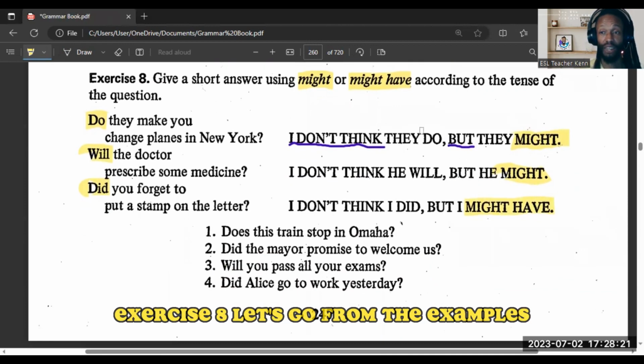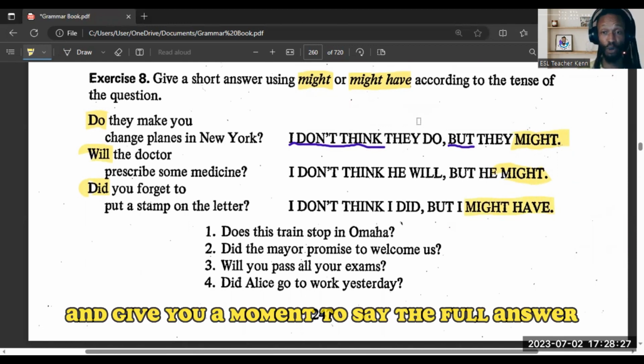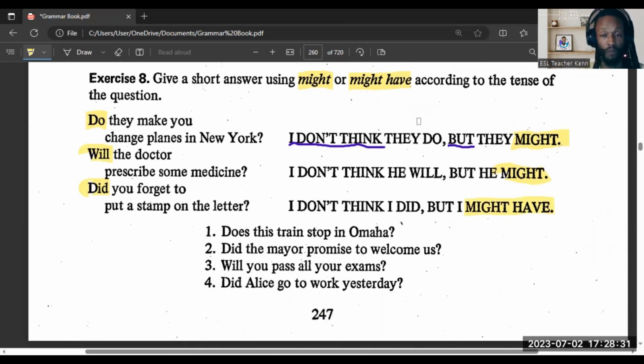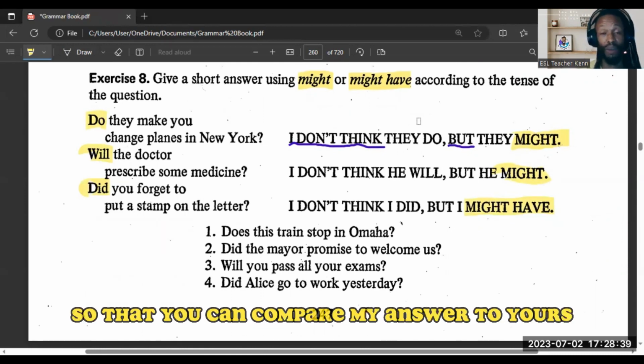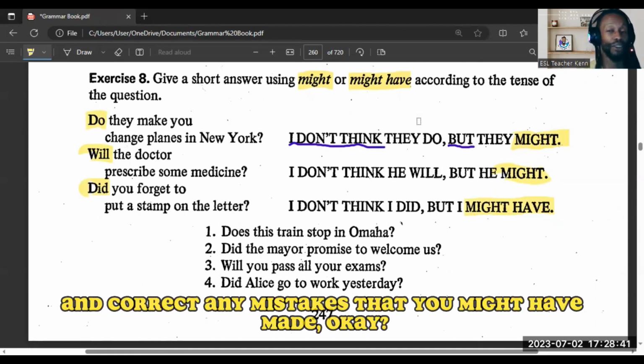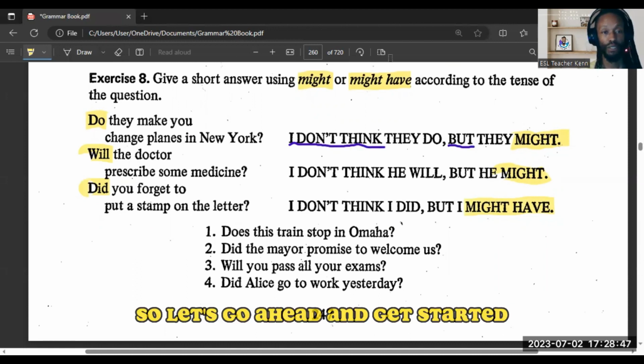Exercise 8, let's go from the examples. Remember, I will read the question and give you a moment to say the full answer. And after that, I will say the answer and I want you to repeat it after me so that you can compare my answer to yours and correct any mistakes that you might have made, okay? So, let's go ahead and get started.